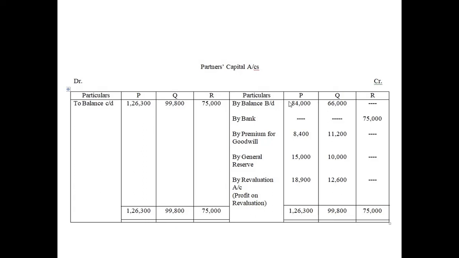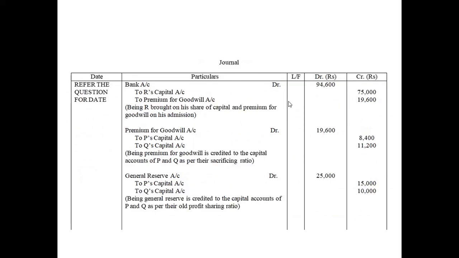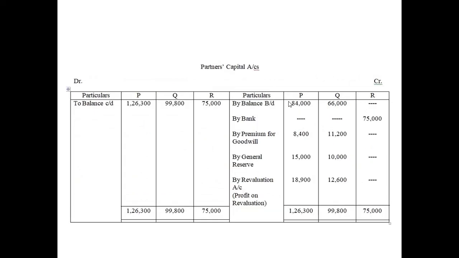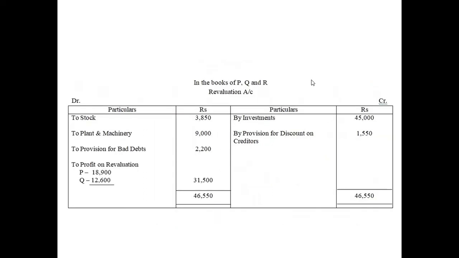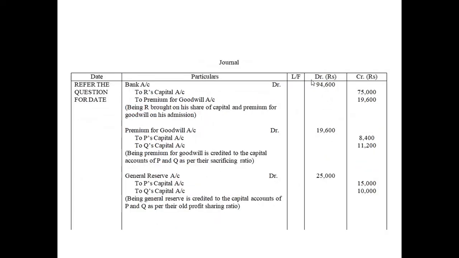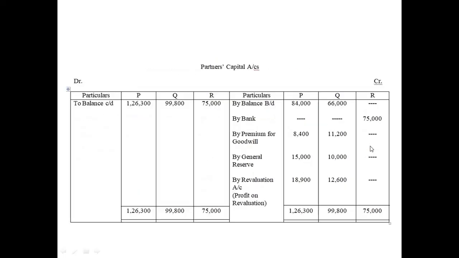Okay, and just now we saw in the journal entry that R will bring capital of 75,000. So this 75,000 is coming here by bank, 75,000 in the column of R. And this premium for goodwill will be shared between P and Q as per their sacrificing ratio. You can check the journal entry also. You can see here that P and Q's capital account are credited by these amounts against this premium for goodwill, isn't it? So this is credited here.